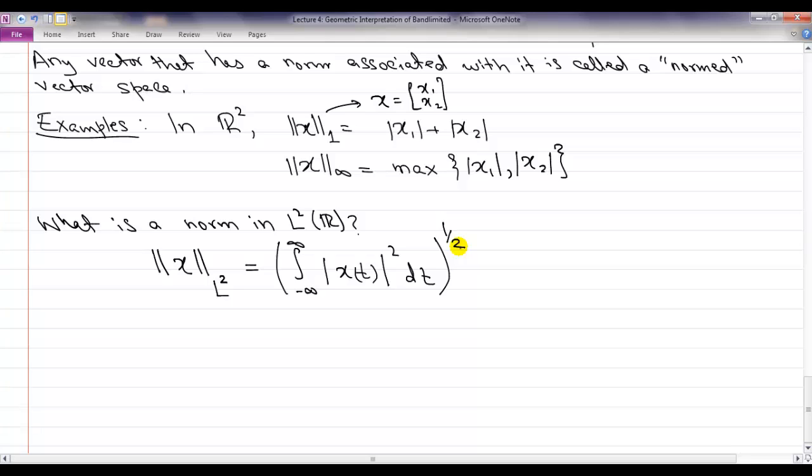Now be careful that if I actually erase this 1 over 2, the square root, then this thing is no longer a norm. Okay? If I remove the square root, then I don't have the triangle inequality. So this square root is critical for me to have the triangle inequality. Okay? We are not going to go into verifying that this is indeed a norm, but that is how I will define norms on functions. Okay?